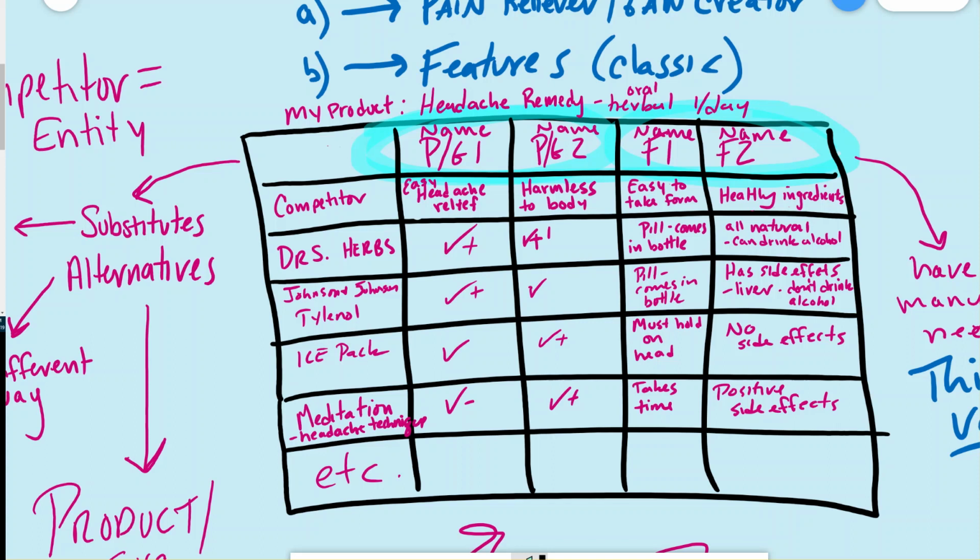What you need to understand is what will serve you and what you're trying to figure out. And so here I just did a simple thing. I put Dr. S's herbs. That's my product. So here are the competitors. I identified Johnson & Johnson as Tylenol. You could also do an ice pack. You can also do a special headache meditation technique that you could go to someone, they could teach you, and they could lead you through.